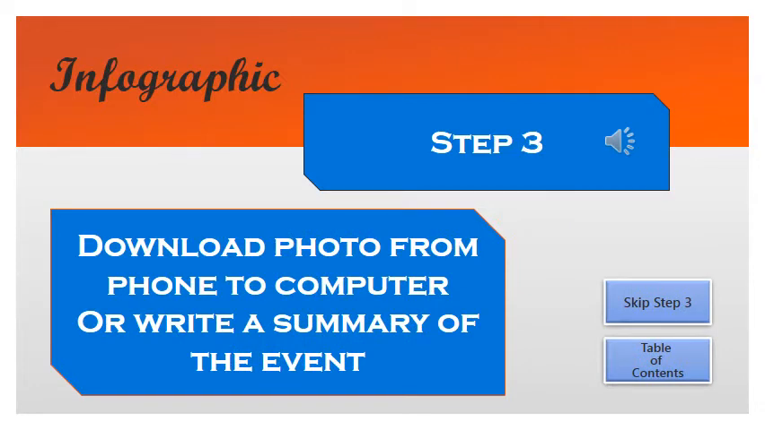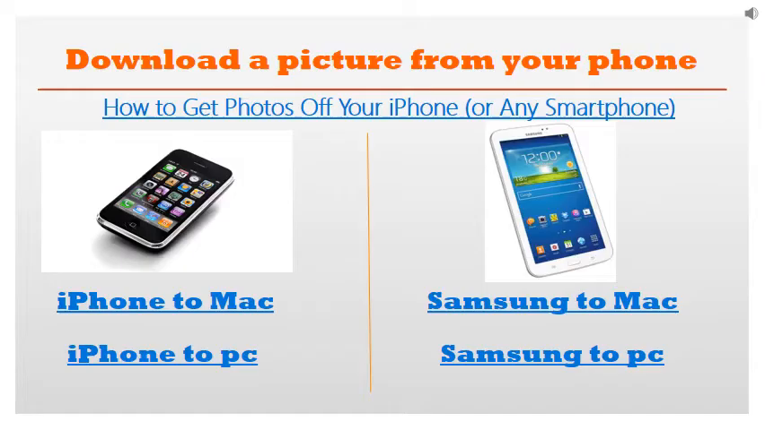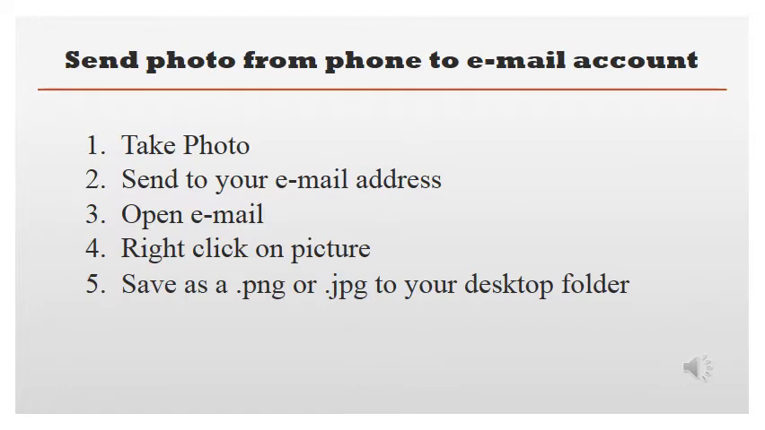Step 3 is to download the photo from your phone to your computer. Downloading photos from your phone to computer is easy. However, the easiest way to send one photo is just to send it to your email account. You take the picture, send it to your email address, open the email, right-click on the picture, and then save it in your desktop folder as a JPEG or a PNG file.